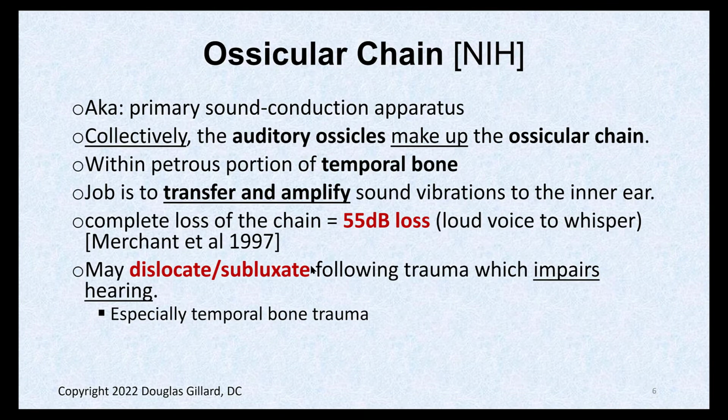The concept of the ossicular chain. Sometimes some people call that the primary sound conduction apparatus. So collectively, the auditory ossicles make up what's called the ossicular chain. Where does it live? That's within the petrous portion of the temporal bone. What is its job? Well, we said it transfers vibrations that come off the eardrum, tympanic membrane, and yep, that's what it does. We'll look more specifically at that in a minute. It actually amplifies the vibrations. We'll save that slide for a little later.